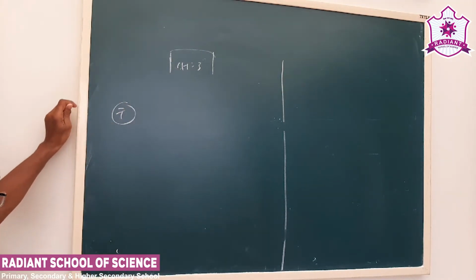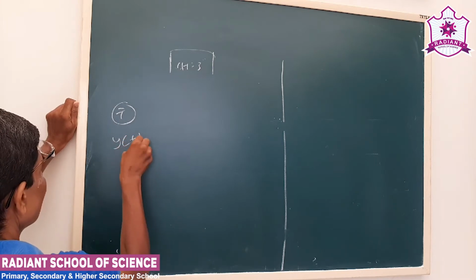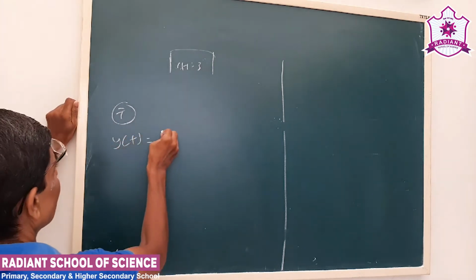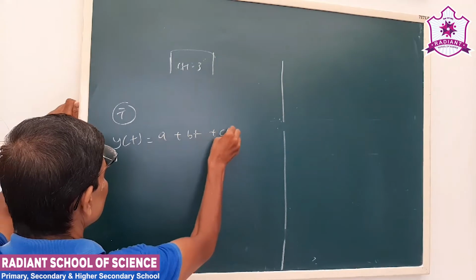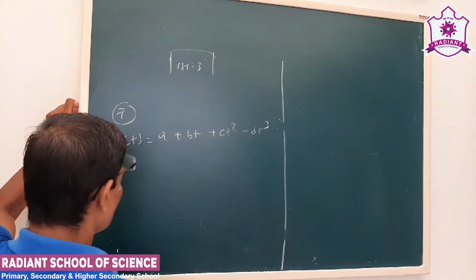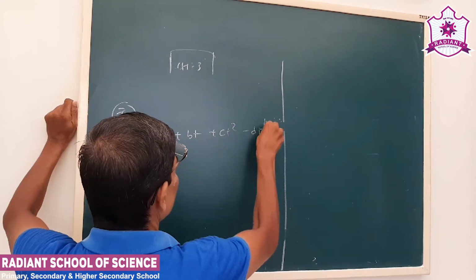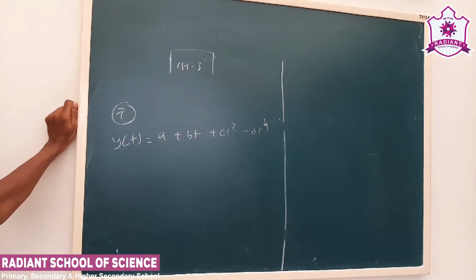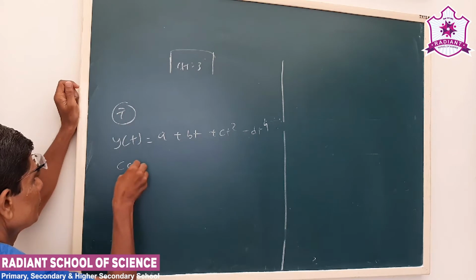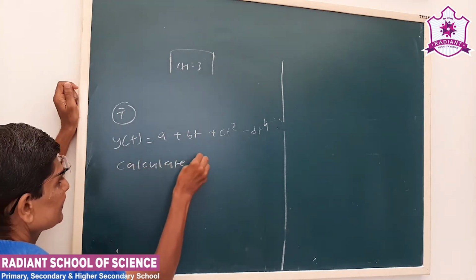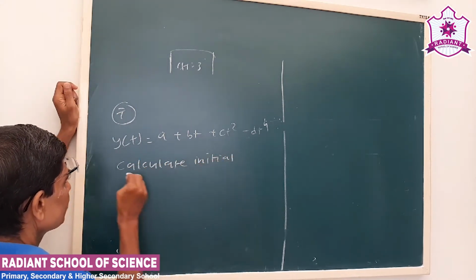The displacement of a particle is given as a function of time: y = a + bt + ct^2 - dt^4. Calculate the initial velocity.